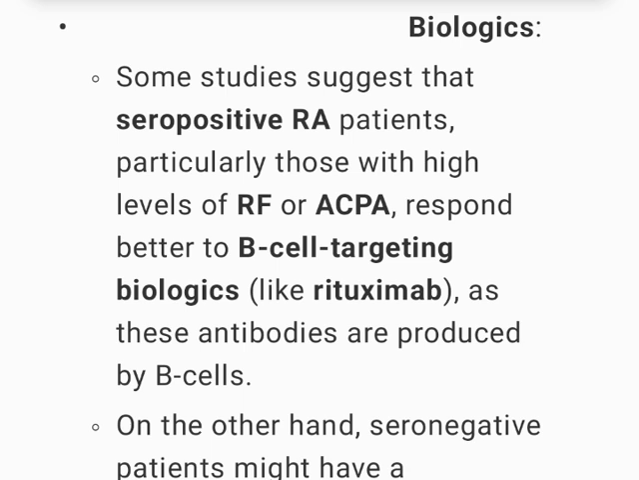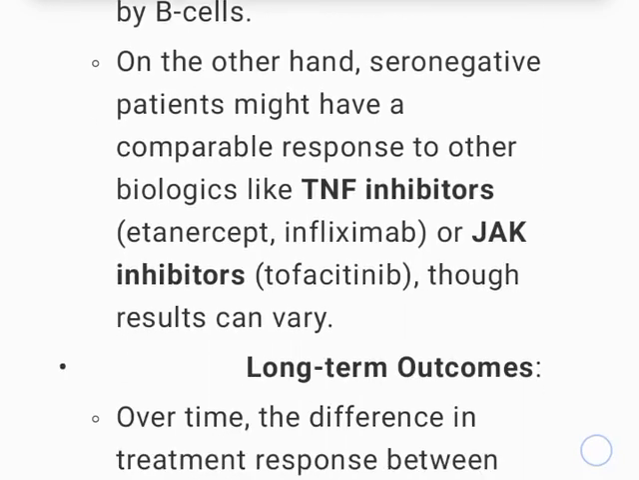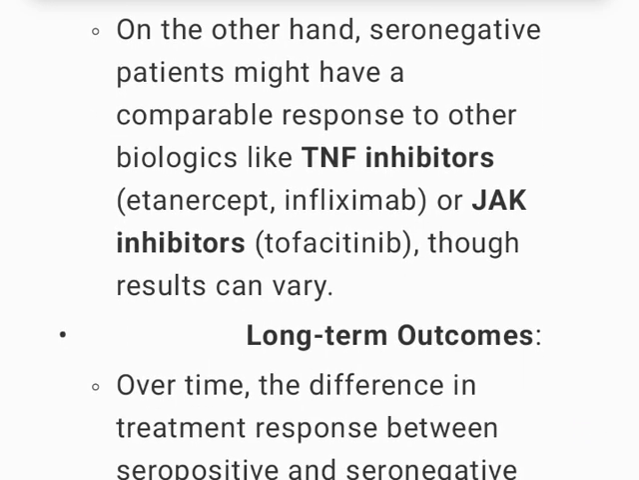Biologics. Some studies suggest that seropositive RA patients, particularly those with high levels of RF or ACPA, respond better to B-cell targeting biologics, like rituximab, as these antibodies are produced by B cells. On the other hand, seronegative patients might have a comparable response to other biologics like TNF inhibitors, etanercept, infliximab, or JAK inhibitors, tofacitinib, though results can vary.